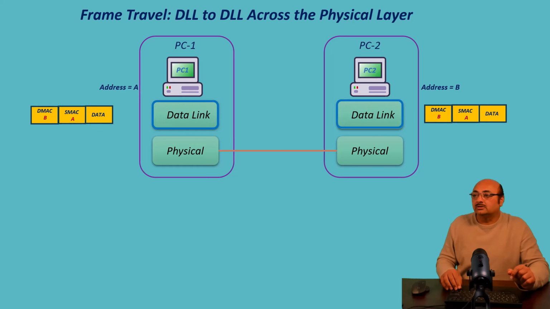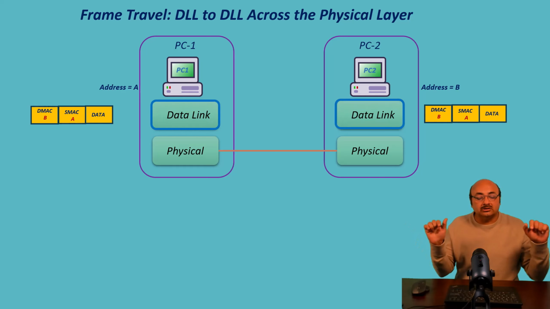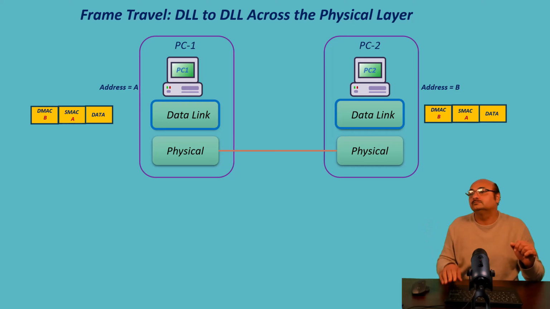Now remember, the data link layer on both the sides are talking the same language. What is the language at data link layer? Frames. Data link layer on the transmit side is creating the frame. Data link layer on the receiving side is processing the frame. But they are not having a direct communication. The communication that is happening is via the physical layer, like this.